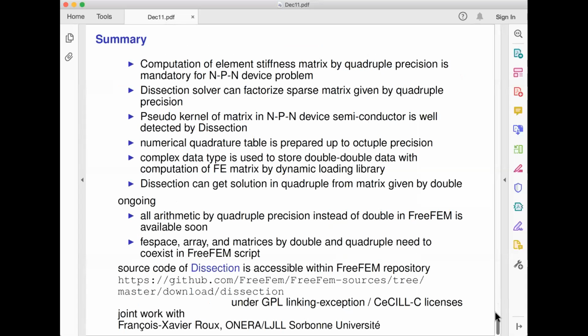So the summary is like that. I can compute the matrix in quadruple operation generation, and also the dissection can do factorization in quadruple operation. The source code of dissection is available inside the FreeFEM repository. So this is my talk, but I need to announce another one, maybe in 2 minutes.